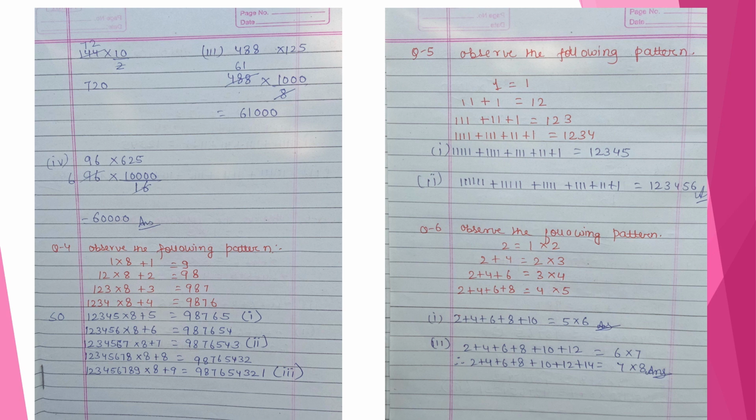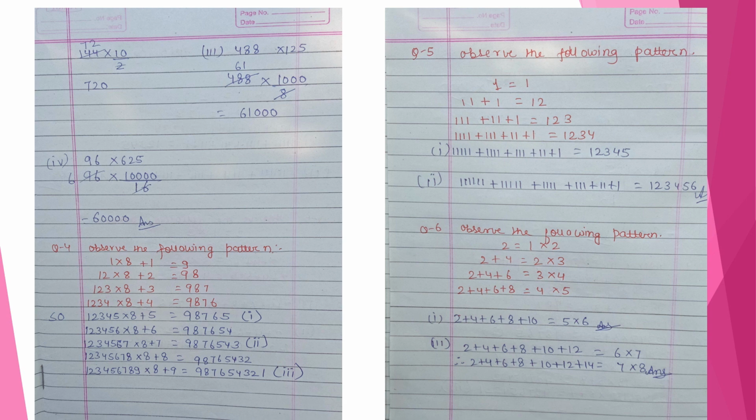We have to understand the pattern. So we'll observe the pattern here. 1 into 8 plus 1 is 9. Then the first number 8 remains the same. As you can see in the first, second, third and fourth part, 8 remains as it is. Let us take a look at the first number, 1 into 8. Then in second case 1 2 into 8. Then 1 2 3 into 8. Then 1 2 3 4 into 8. So the next number will be 1 2 3 4 5 into 8.